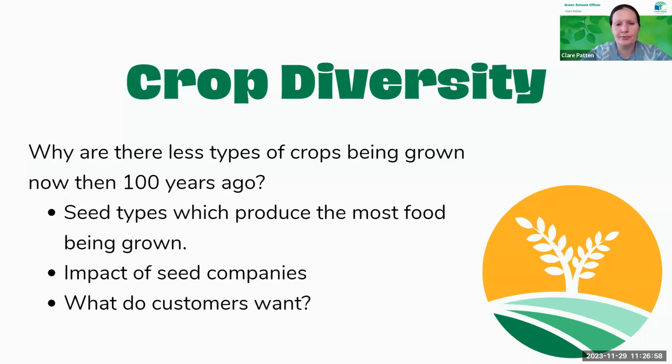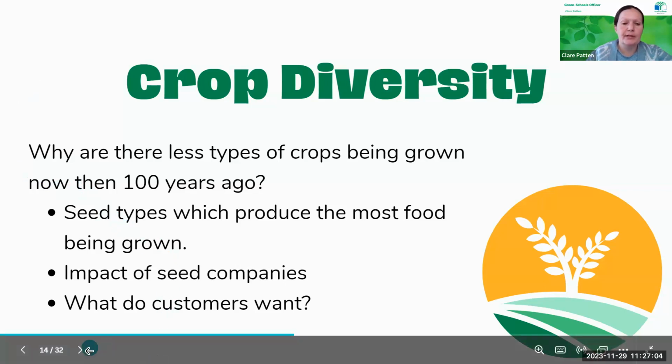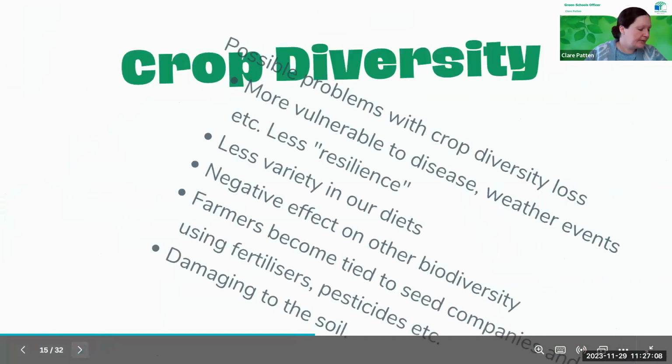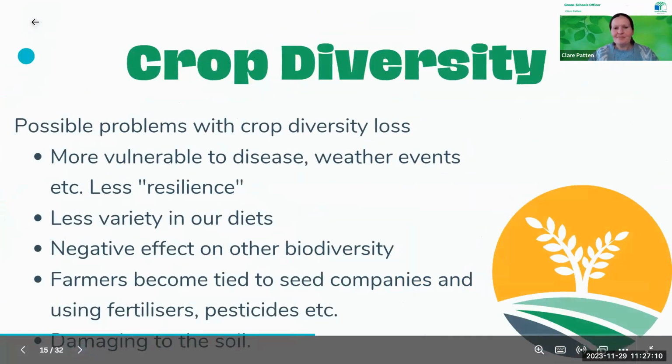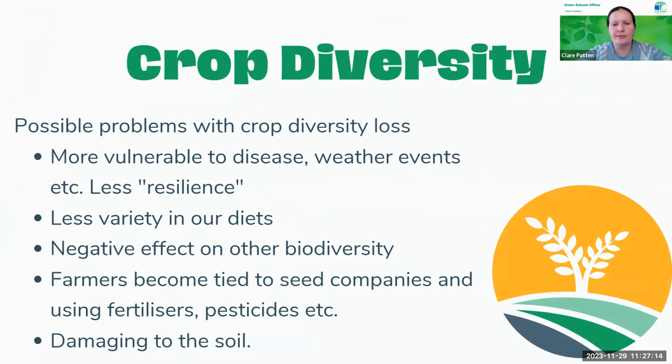So those are probably the biggest reasons why the same types of seeds are being grown all around the world, as opposed to lots of different types. So what's the problem with this? There's a few different problems about losing all of those different varieties of crops and seeds. So one is they're a bit more vulnerable.